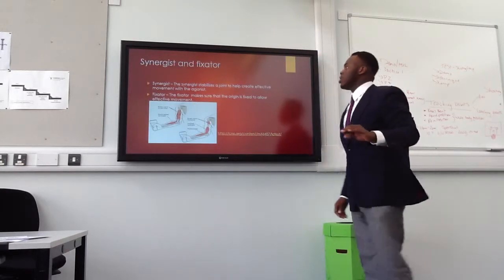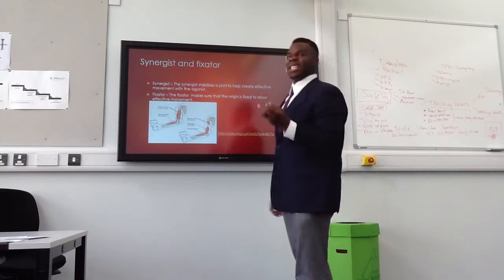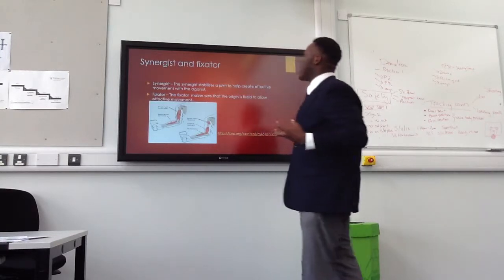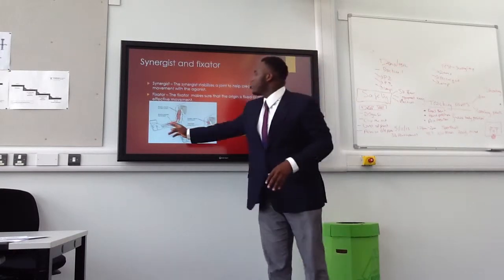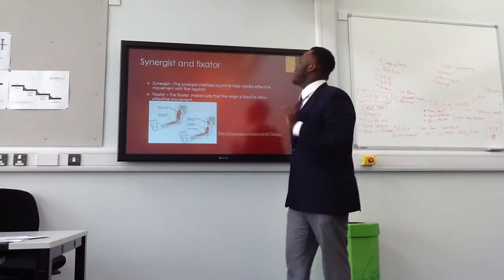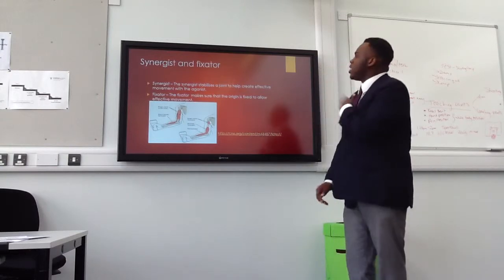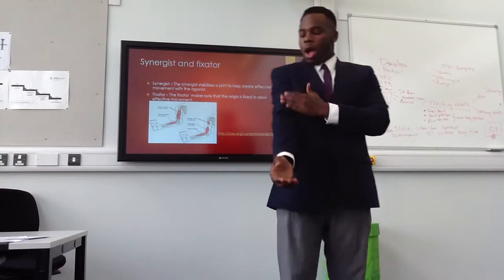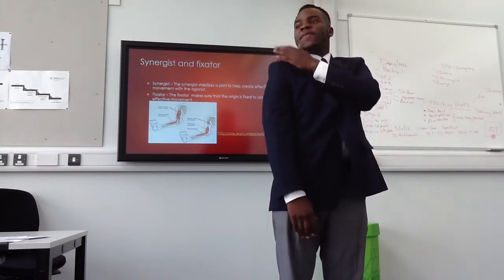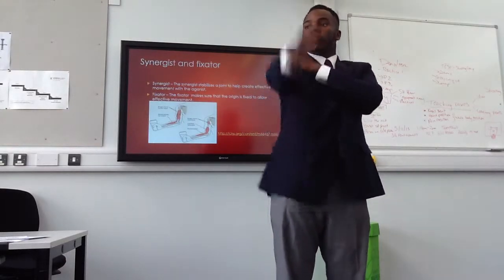Synergists and fixators. The synergist stabilizes the joint to help create effective movement with the agonists. We have the synergist right here. Fixator. The fixator makes sure the origin is fixed to allow effective movement. For example, the fixator for our arm would be here because it's fixed to allow movement.